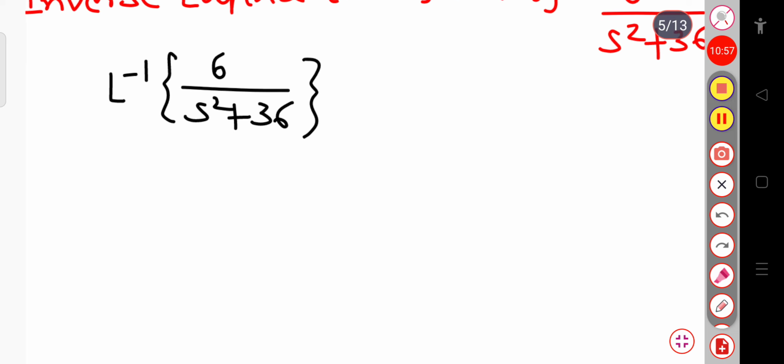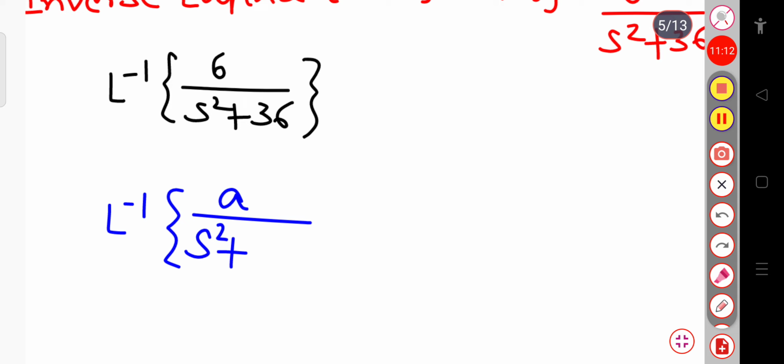I can write it as, suppose L inverse of 6 is some constant. Here I can write this in the form of a divided by a square plus a square, since in place of 36 we can write 6 square. Now I will see what the Laplace inverse of a divided by a square plus a square will give.